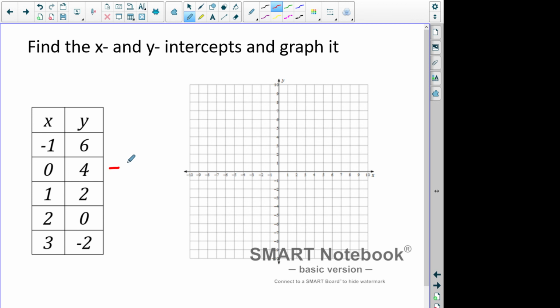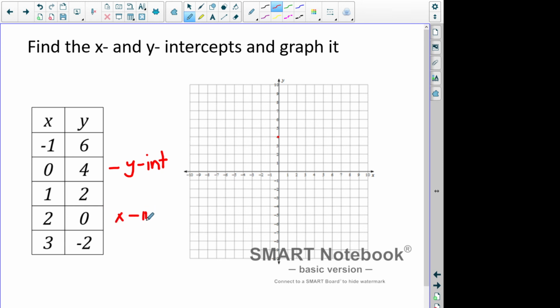That means that this point right here is my y-intercept. This is where it crosses the y-axis, at 0, 4. So it's going to cross right there. And likewise, I can see that this y value here is 0. So this is my x-intercept.